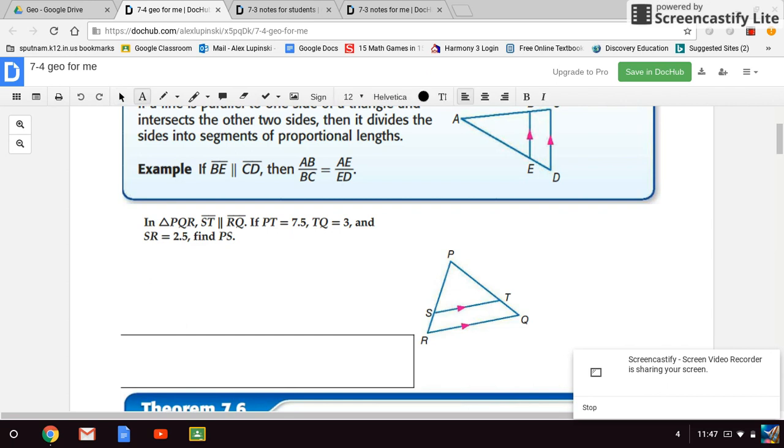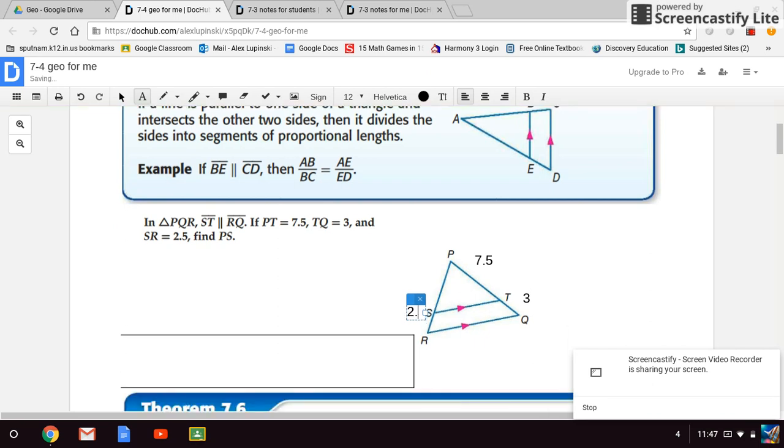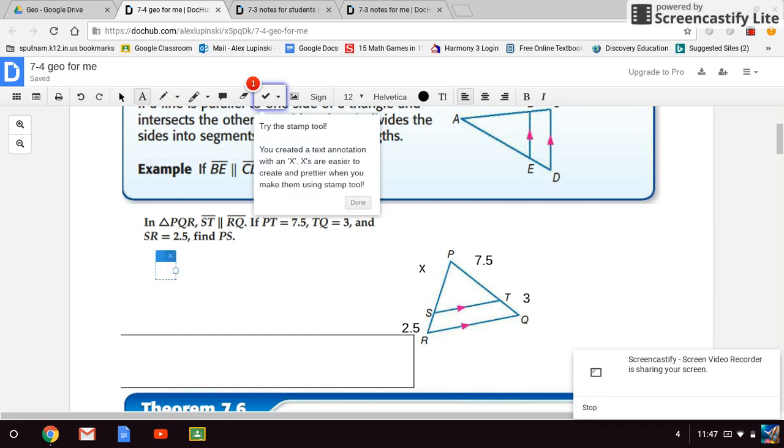PT is equal to 7.5, so I'll label that 7.5. And TQ is 3. We have SR is 2.5. SR is down here. And we don't know PS, so I'm going to just call it X. We have to find it. So all you do, and I think this is a little easier than what we were doing before. I'm not going to try the stamp tool today.